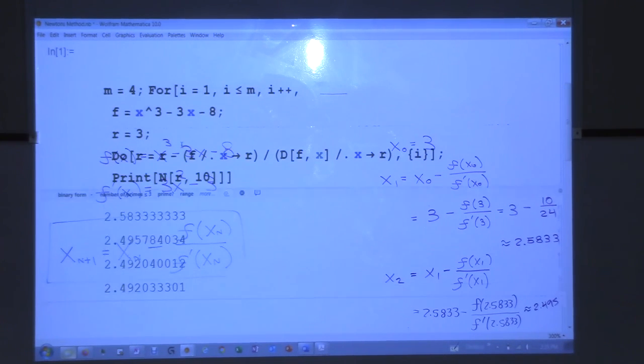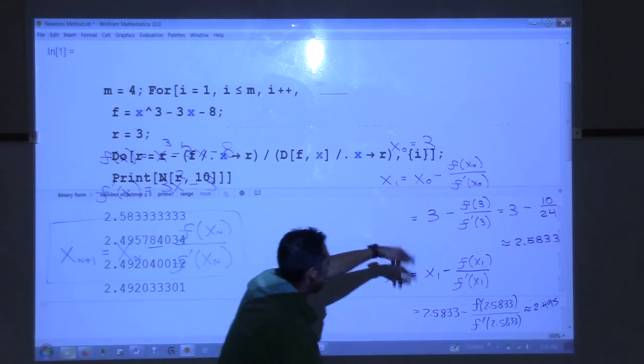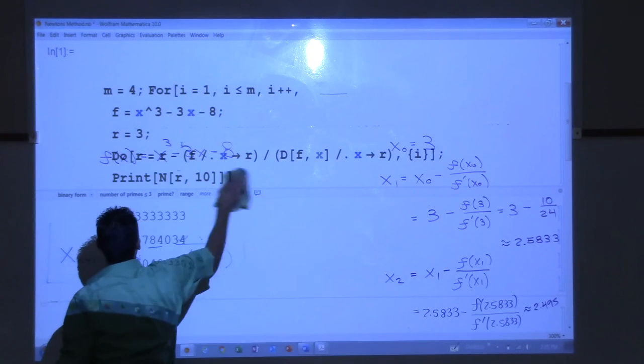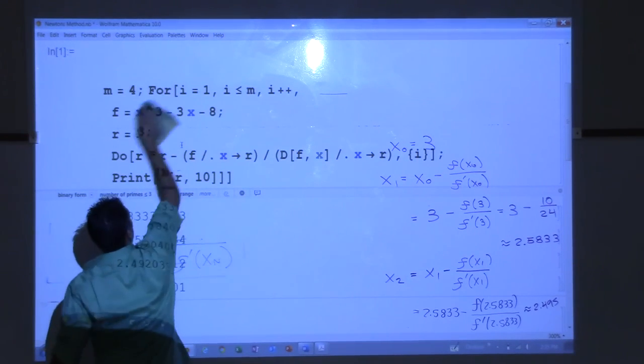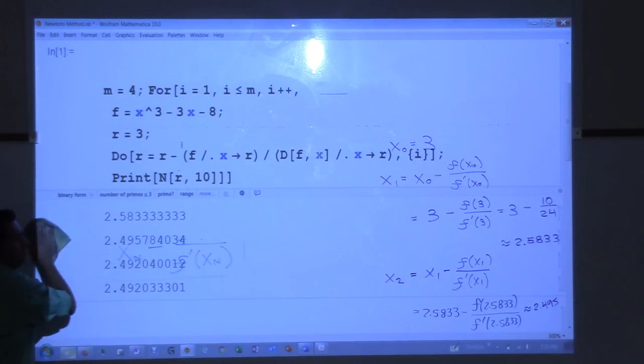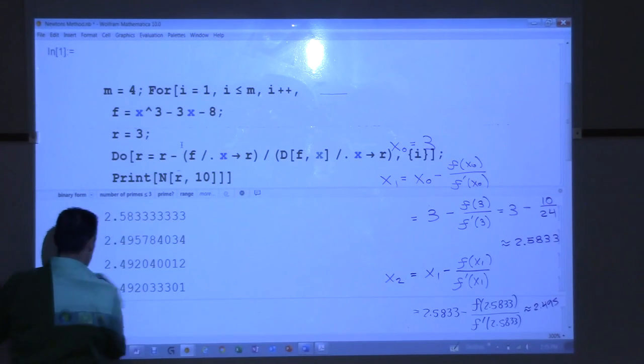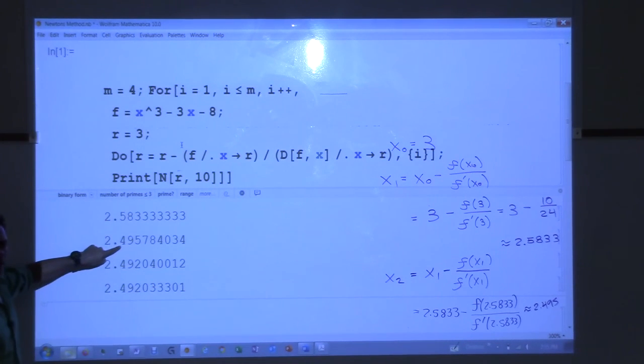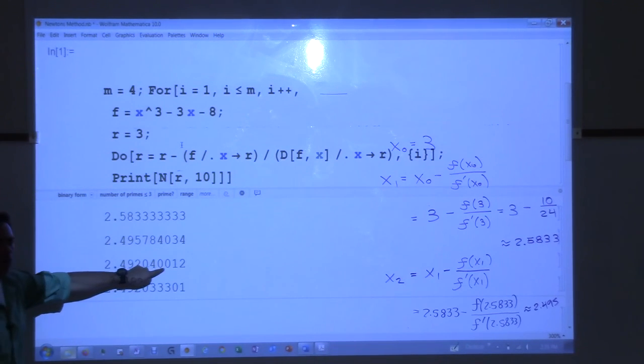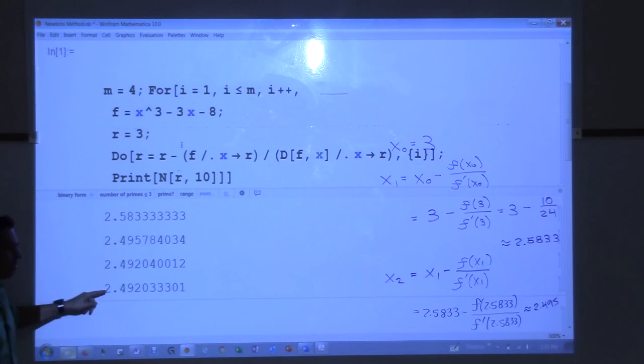There it is. Okay, so when we ran that algorithm, the first number we got was 2.58333, right? The second time we ran it, someone got 2.495. The third time, 2.492040 something, right? So this is 1, 2, 3. This is the fourth iteration. Look at the fourth iteration. Now I still have 4 minutes.